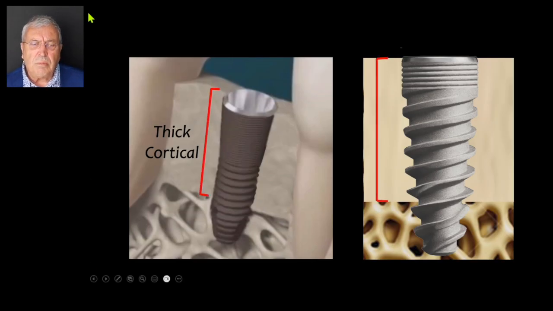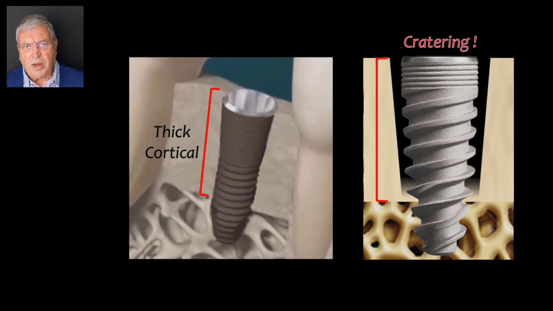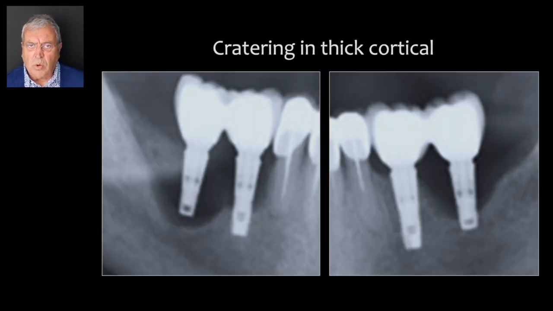When the cortical is sick, what happens? The implant presses the cortical and oxidizes it. Then we will meet a cratering, because the cortical bone does not support any pressure.